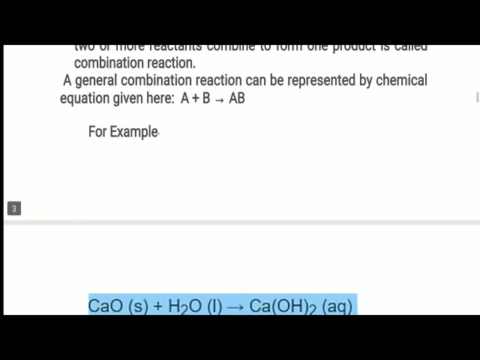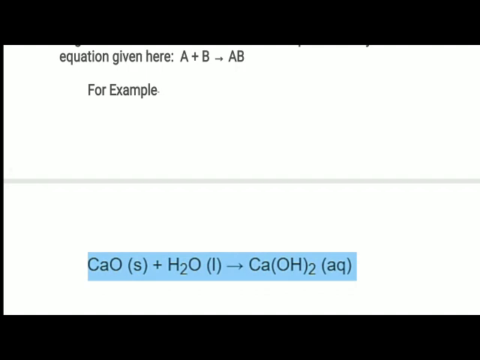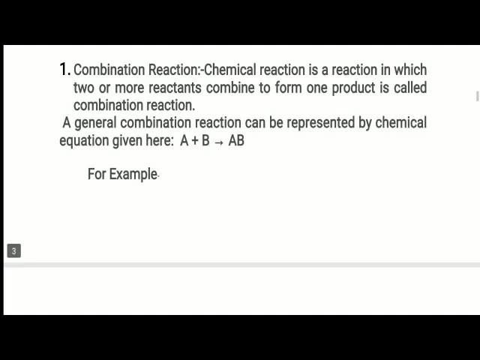Now we are going to study its example, that is calcium oxide plus water gives calcium hydroxide. You can also balance it. You can check whether it is balanced or not. Calcium is balanced on both sides, calcium is 1. Oxygen: on the left hand side 2, on the right hand side also 2. Hydrogen: 2 on the left hand side, on the right hand side also 2. So it's a balanced one, and so it's correct. So we have completed combination reaction, that two or more reactants will give a single product.